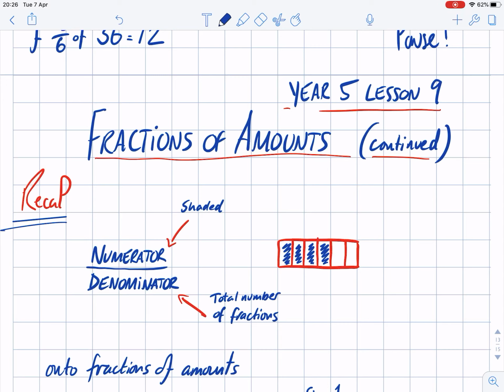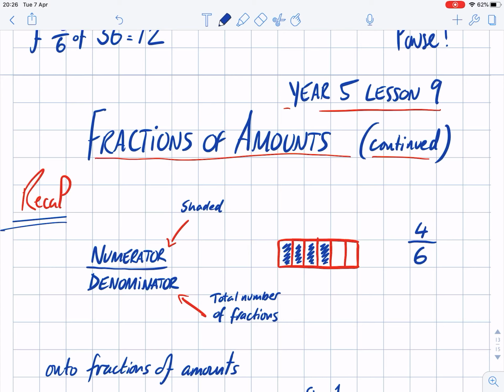So the numerator is referring to the shaded pieces or fractions. So that would be 4 shaded. Remember, the denominator is the total number of fractions. So how many fractions are there in that example? Shaded and unshaded. So there's 4 shaded and there's 2 unshaded. So altogether there's 6. So 4/6 are shaded.